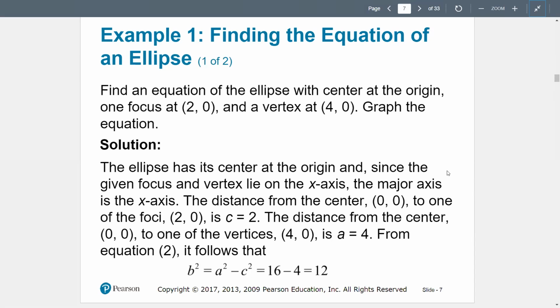So C is going to be equal to 2, and A is going to be equal to, I'm sorry, 4 is going to be equal to A. So then we plug in what we know, and we solve for B.